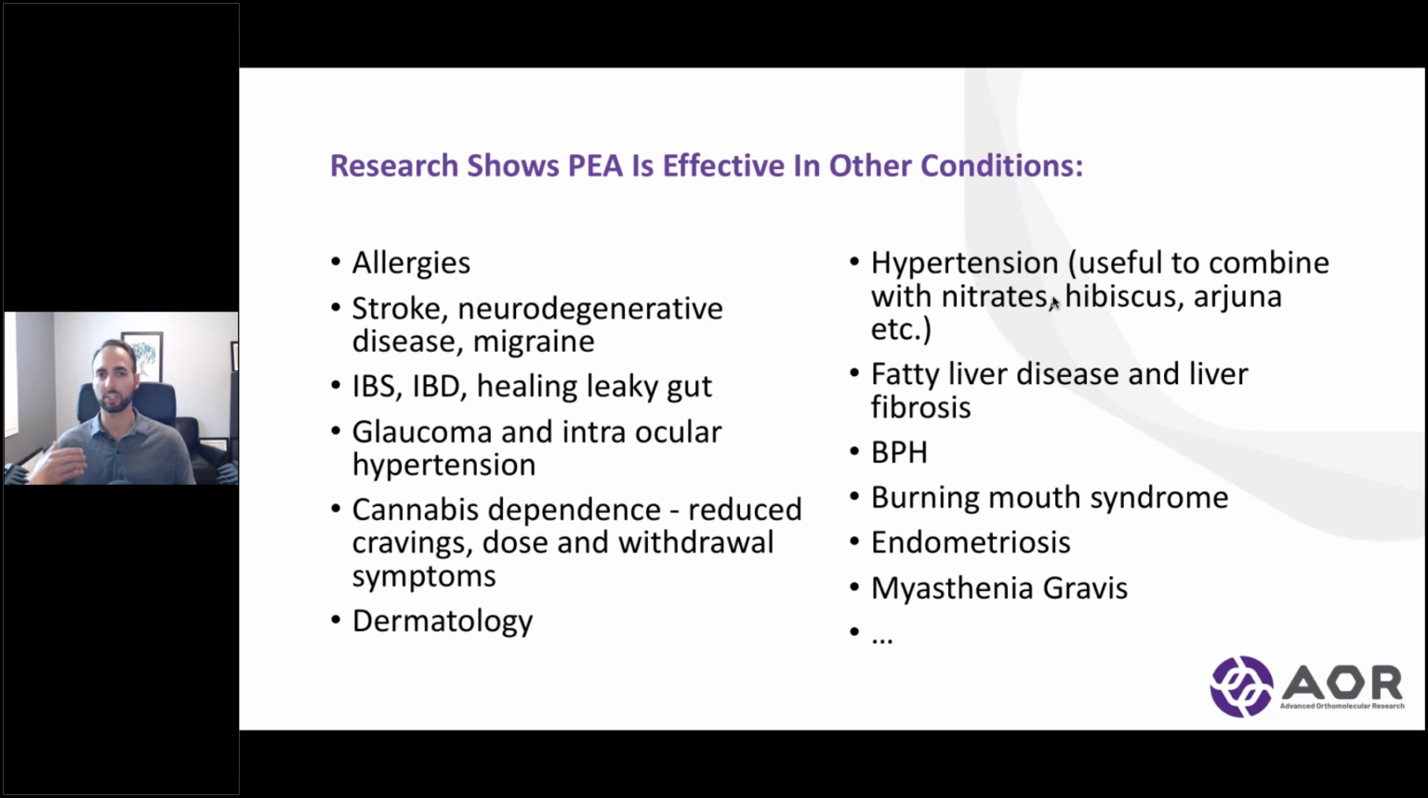So things like hypertension, obesity, regulation of glucose, diabetes, and anything that has to do with that kind of cardiovascular world, PPAR alpha plays a key role. And then finally, cannabis dependency.